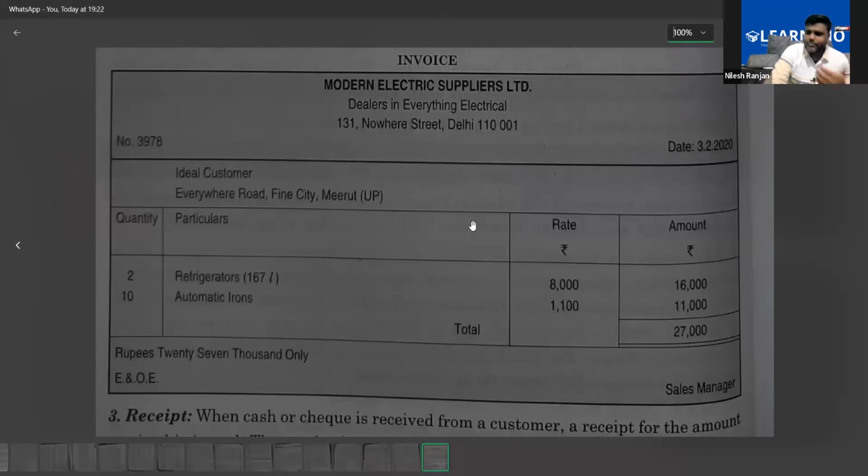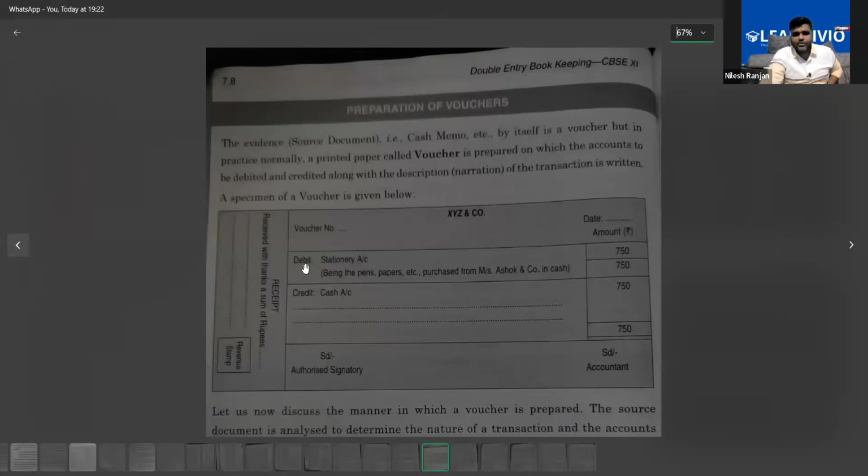Now if someone asks me, because I have the knowledge, I will say that if Modern Electrical Suppliers Limited records this transaction, then they will write Ideal Customer or cash on one side, and then sales or purchase on the other side. Actually it is sales, so sales is on the other side. So sales and Ideal Customer, one will be debited, one will be credited, but this is not clear. That's why we prepare vouchers. So this is the main format of voucher.